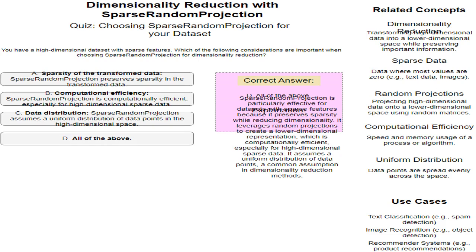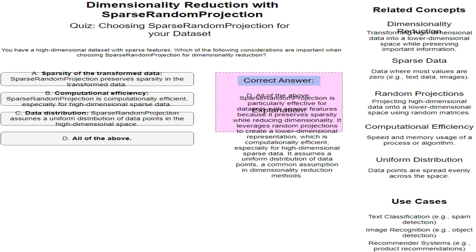Correct. Sparse random projection's computational efficiency is a significant advantage. The algorithm leverages the sparsity of the data to perform operations quickly, making it suitable for high-dimensional datasets where traditional methods might struggle due to computational complexity. It leverages random projections to create a lower dimensional representation, which is computationally efficient, especially for high-dimensional sparse data.